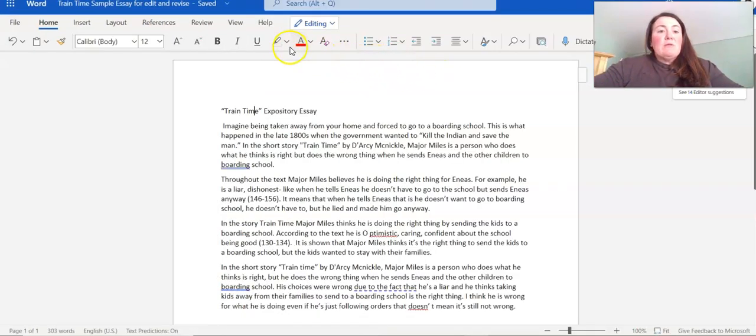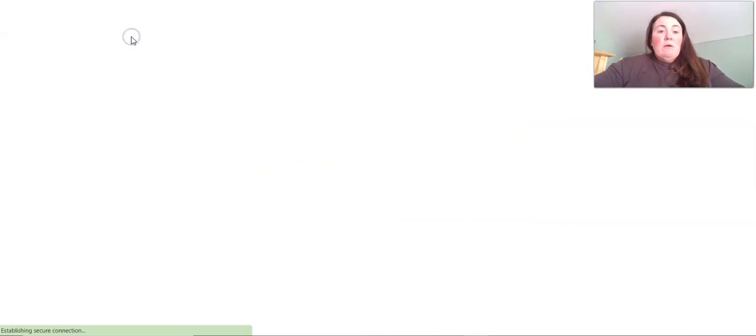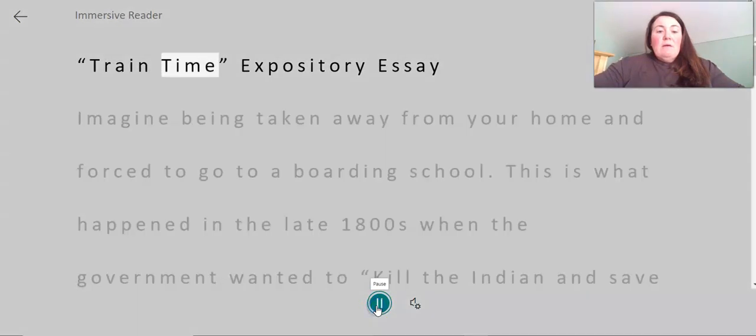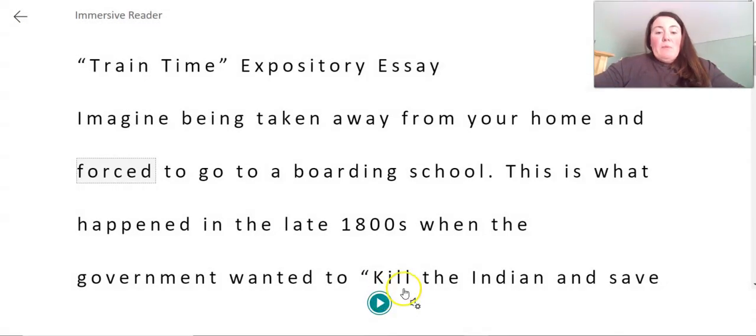I'm just going to full screen for a second so you can see. I'm going to go to View. I'm going to go right to where it says immersive reader. And then it's going to come up like this. If I hit play, "Train Time expository essay. Imagine being taken away from your home" and it reads to me word by word.